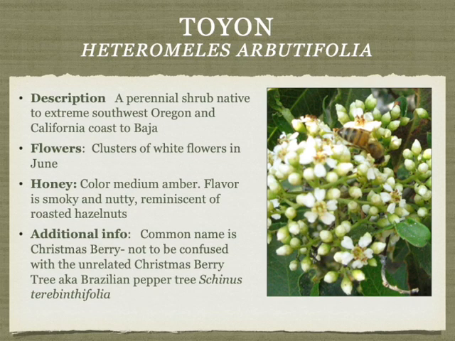Toyon is a plant growing in extreme southwest Oregon and the California coast down to Baja. It's a medium amber honey that is smoky and nutty, reminiscent of smoked or roasted hazelnuts. The common name is Christmasberry, but it should not be confused with the unrelated Christmasberry tree, also known as Brazilian pepper tree, which is a totally different plant, totally different species, unrelated.